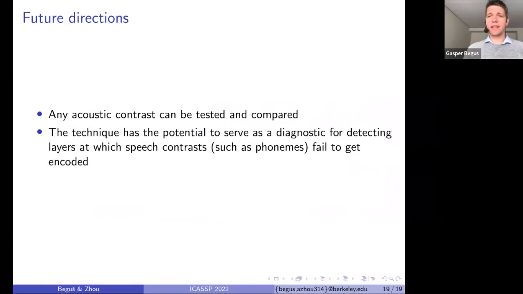Any acoustic contrast can be tested and compared with this proposed technique. And actually, the technique has the potential to serve as a diagnostic for detecting layers at which speech contrasts, such as word differences or phoneme differences, fail to get encoded. So we can use this technique to see, okay, at this layer my encoding fails, or I switch from value encoding to shape encoding and so on, to give us cues as to how to repair that failed encoding, for example, increase sample size or increase the number of layers and so on.